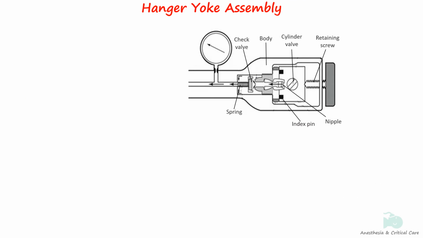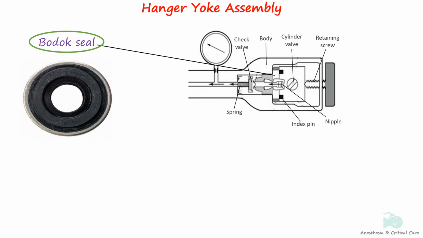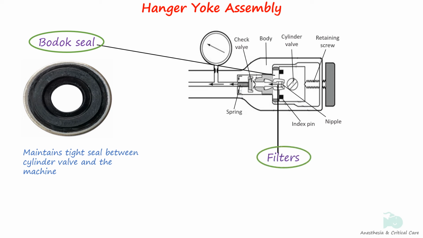The leak-free fitting between machine and the cylinder is achieved by the use of sealing washer called Bodok seal. It is made up of non-combustible material and the metal periphery to protect its edges. Only one washer should be used between the yoke and the valve of the cylinder. Filters are placed between the cylinder and the pressure-reducing valves to prevent particulate matters from entering the machines.